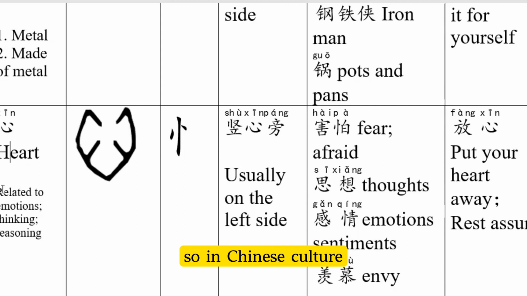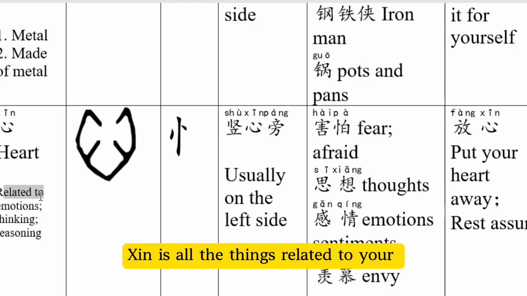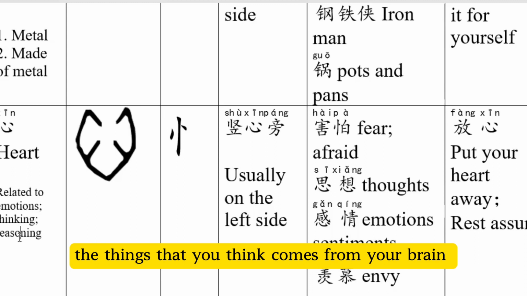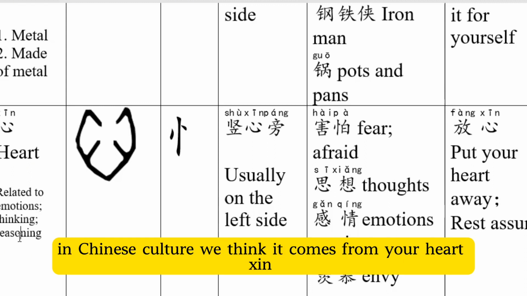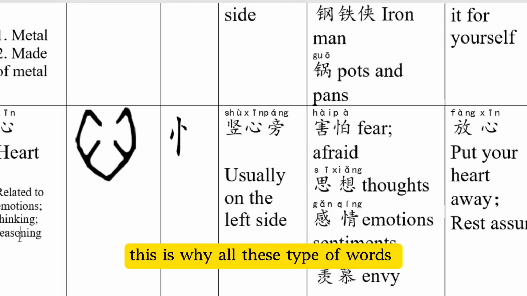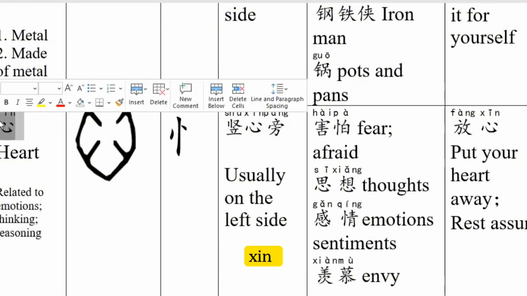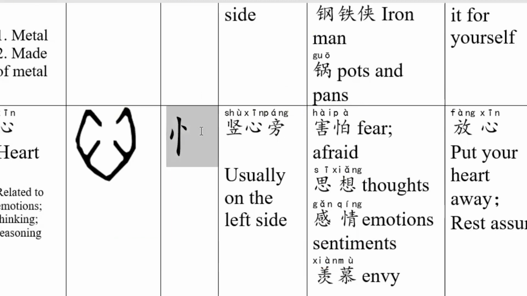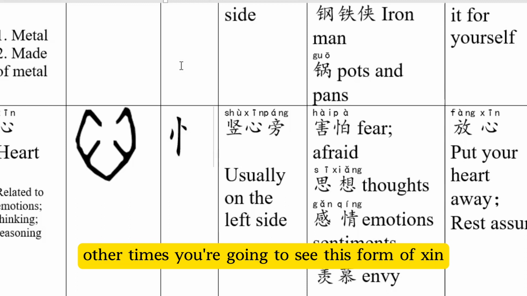So in Chinese culture, 心 is all the things related to your emotions, thinking, reasoning. The things that you think comes from your brain, in Chinese culture, we think it comes from your heart. 心. This is why all these types of words, you are going to find a heart in it. 心 either appears as the 心 in this form, or other times, you're going to see this form of 心.